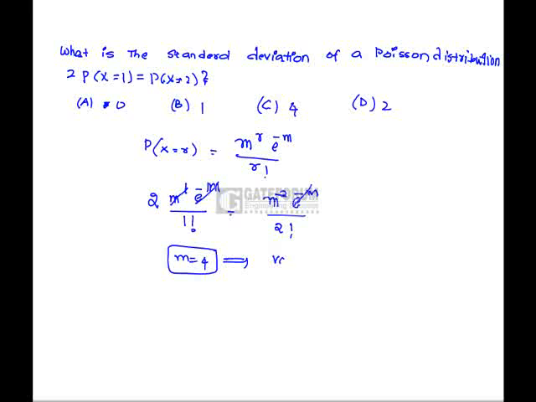Hence variance and mean are both equal to 4. Hence standard deviation is equal to the square root of variance, that is 2. Hence option D is correct.